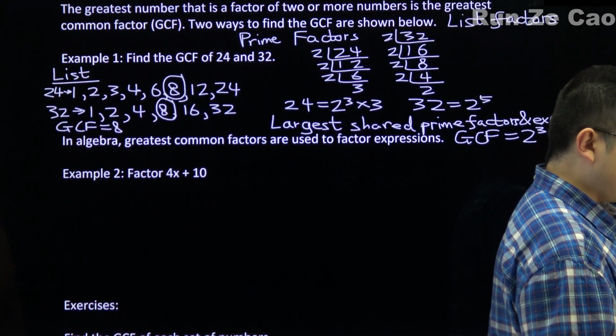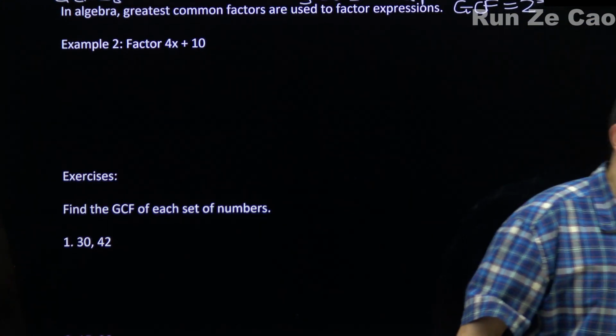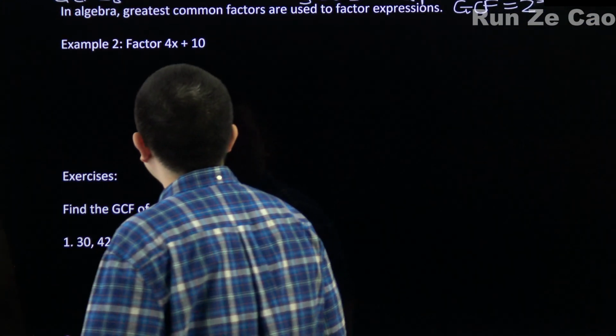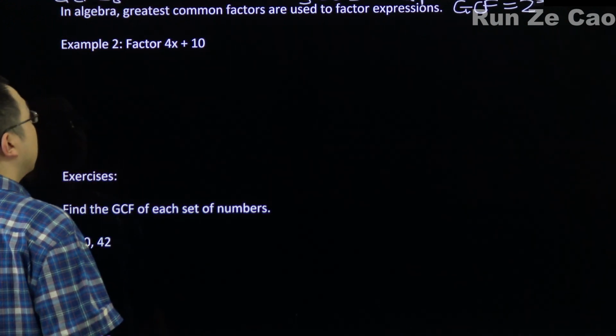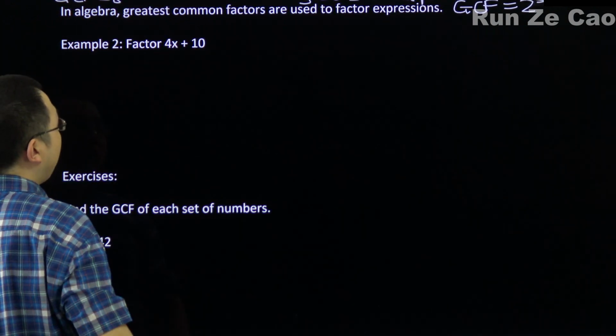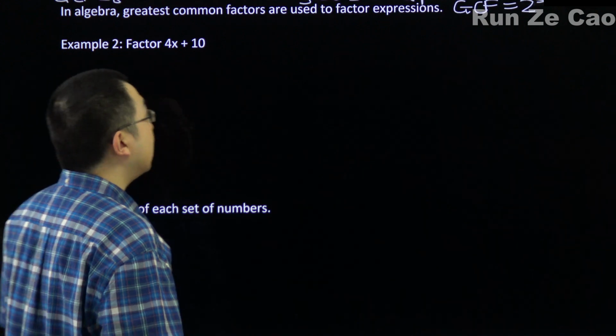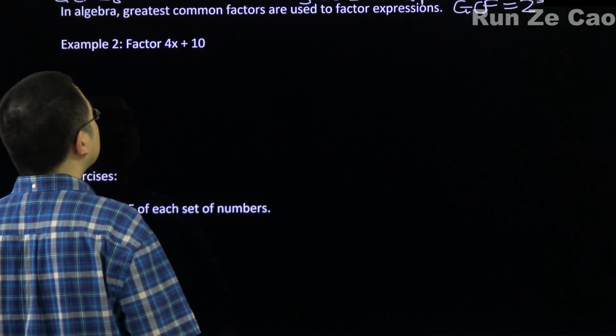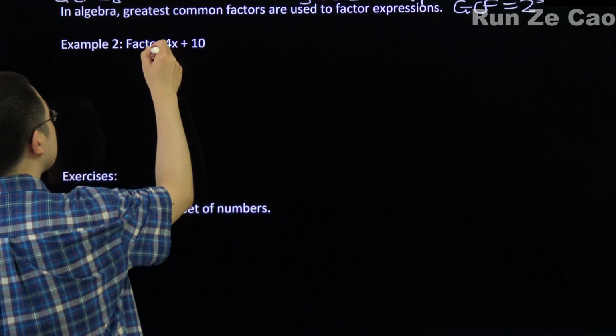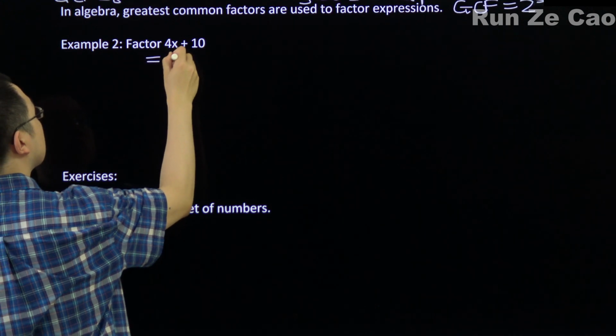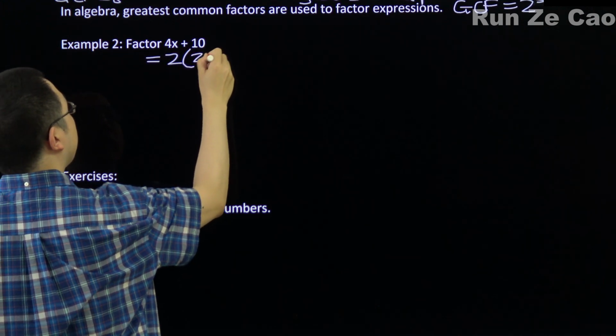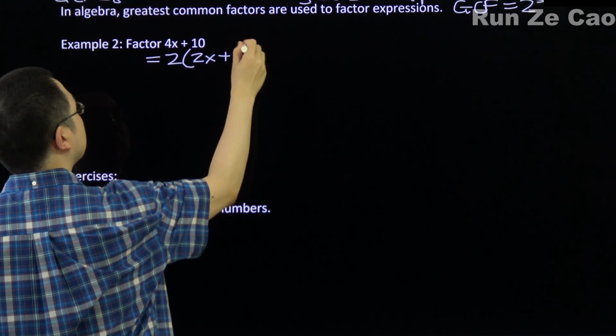In algebra, greatest common factors can be used to factor expressions. For example, let's factor 4x plus 10. Well, 4 is 2 times 2, 10 is 2 times 5, so the greatest common factor is 2. 2 times 2x plus 5.